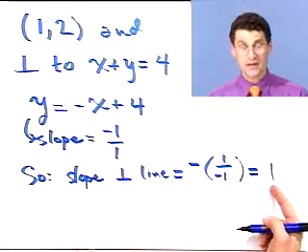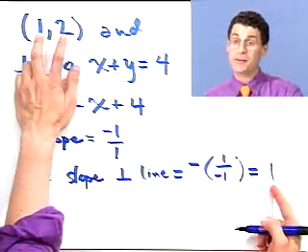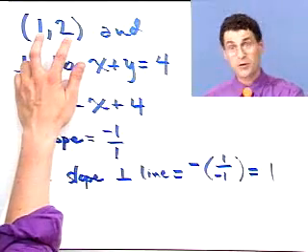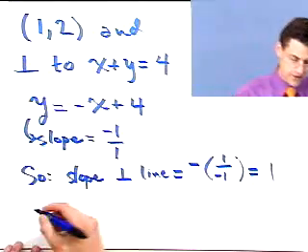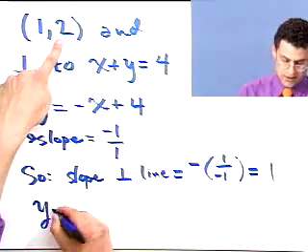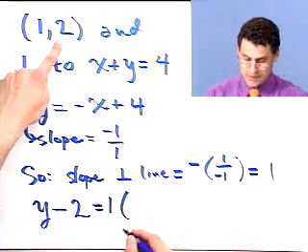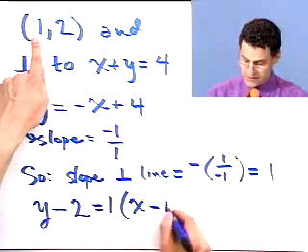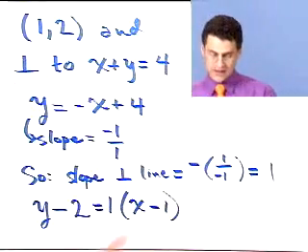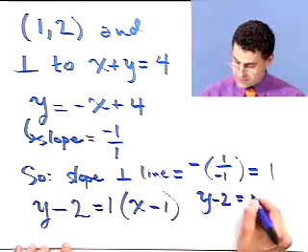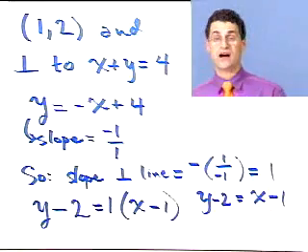So that's m. I know it passes through the point 1, 2, and so I'm going to again use point-slope form. You can see how handy this is. This is why it's my favorite. y minus the y value, so minus 2, equals the slope, which is just 1, times x minus the x value. So that's what it looks like. I could rewrite that a little bit. I could say, well, y minus 2 equals x minus 1. That's a fine way of giving the answer.